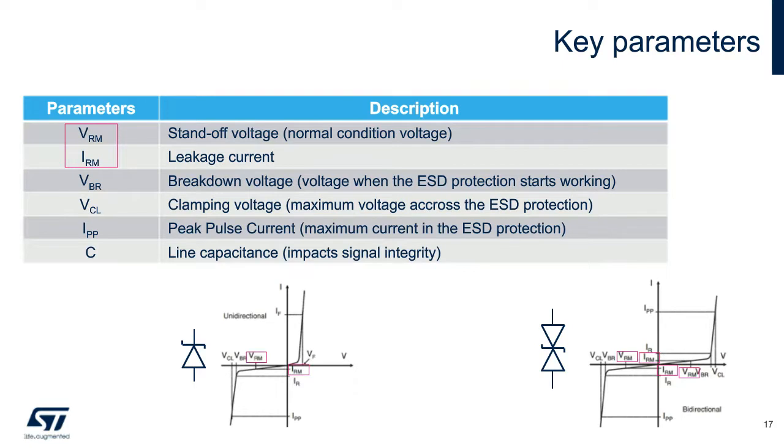ESD protection starts to conduct at breakdown voltage, or VBR. The static voltage is usually measured at 1 milliamp. It can be used to validate that the ESD protection is well mounted on the printed circuit board.